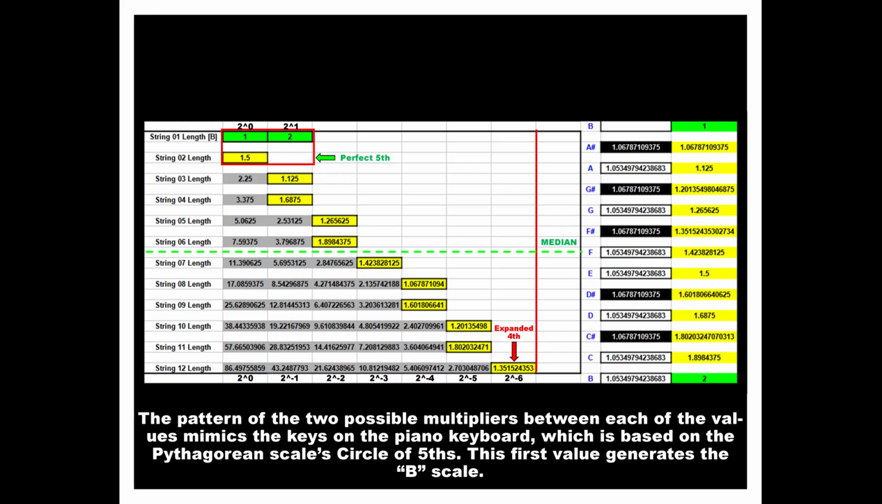Okay, so that first string, when we look at the pattern it creates there, we can line it up with a keyboard, and it goes from B to B. I've also added some extra information now to this. We have a median line drawn. We're going to look for some significance around that. We also have a boundary line drawn, which lets us know how many times we had to halve or double something before we were able to get it to fit within our interval.